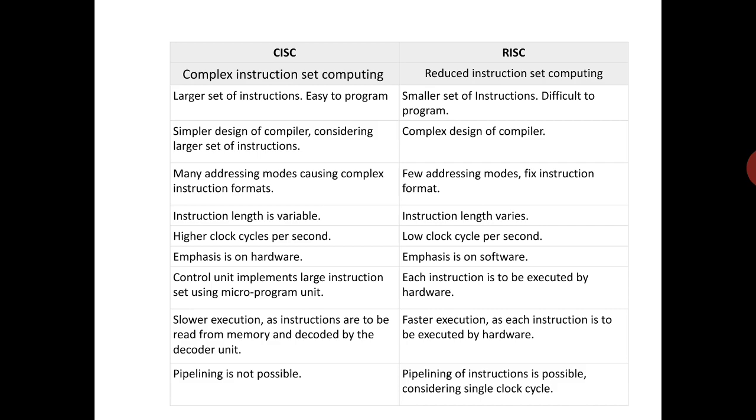Next, for CISC, slower execution. In RISC, faster execution. Last, in CISC, pipelining is not possible. In RISC, pipelining of instructions is possible considering a single clock pulse. This is the most important difference table.